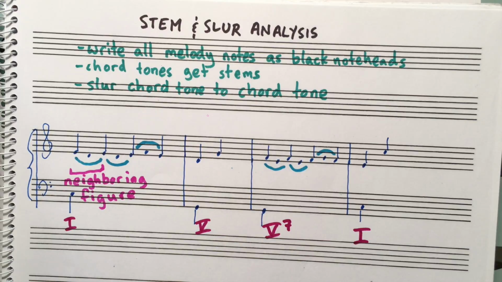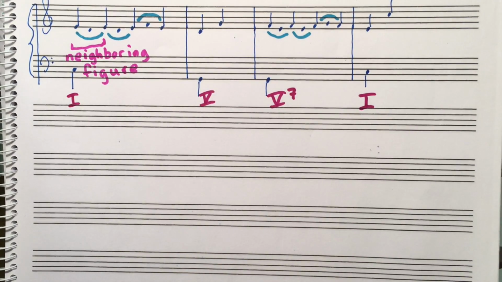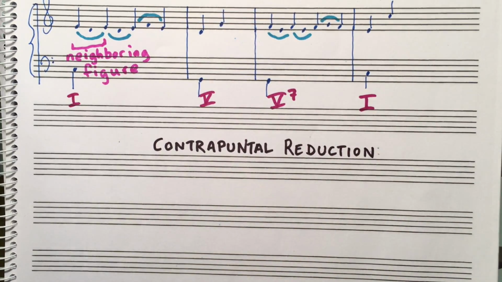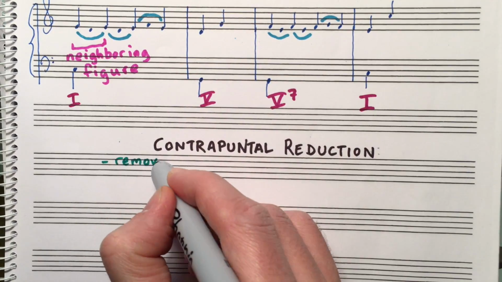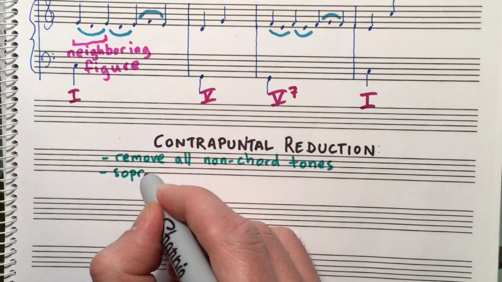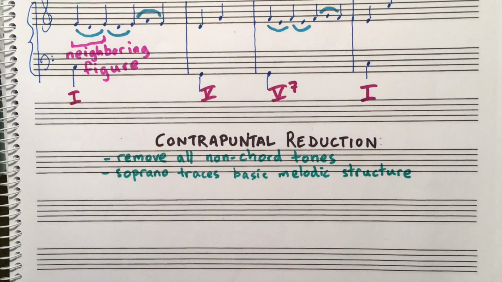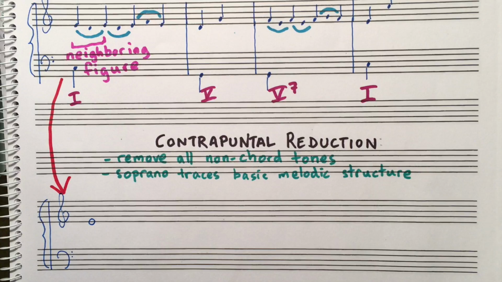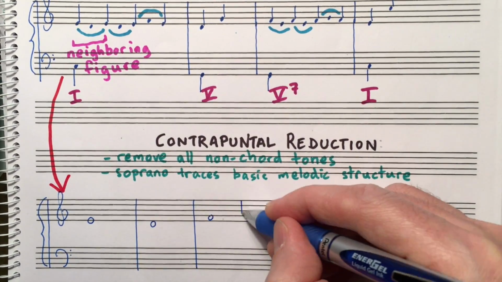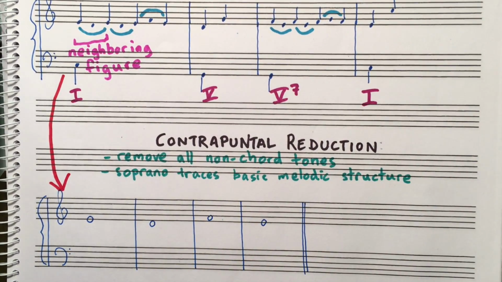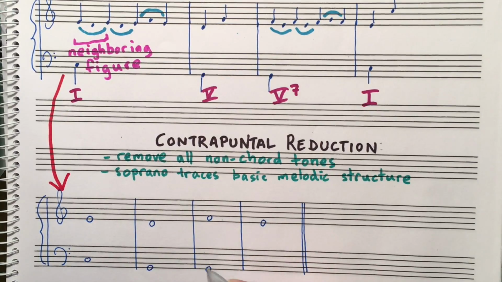The next step is to provide a simplified version of the original piece, now reduced down to its basic counterpoint. This is called a contrapuntal reduction. In a contrapuntal reduction, all non-chord tones are removed and the soprano line traces just the basic melodic structure. So in our Beethoven example, we'll just put an E for the first measure, then a D, then F, then back to E. The bass line is just the original bass line, but we'll take out the rests and the repeated notes: C, G, G, C.